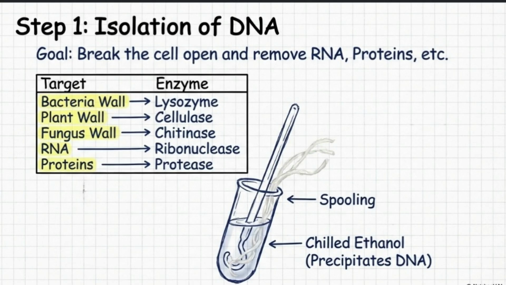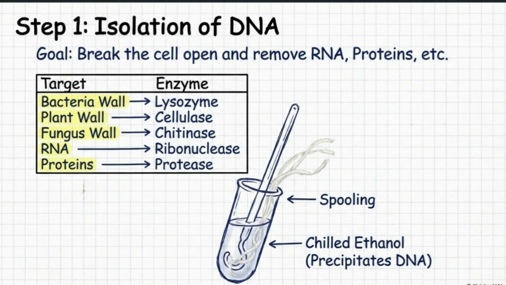Next topic: Step 1. Isolation of DNA. Step 1 is isolation of DNA. The main goal of this step is to break the cell open and remove RNA, proteins, and other unwanted materials so that we can get pure DNA. Now, different cells require different enzymes. To break the bacterial cell wall, we use lysozyme. To break the plant cell wall, we use cellulase. To break the fungal cell wall, we use chitinase.